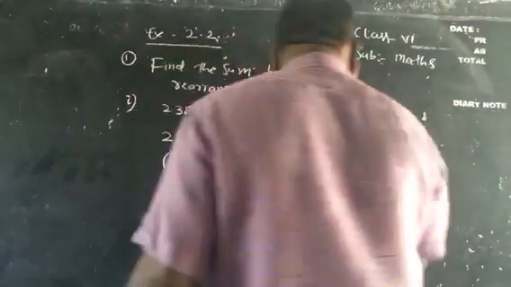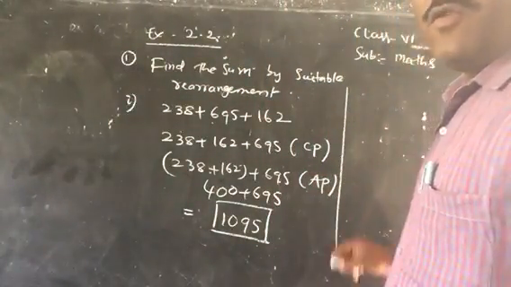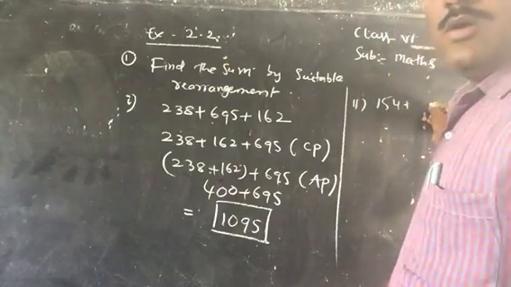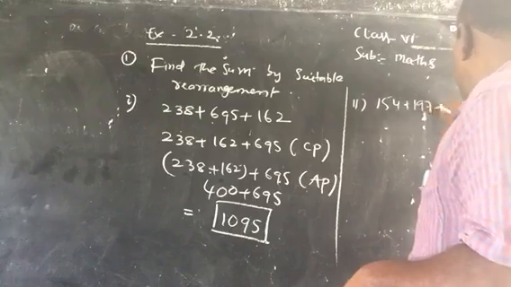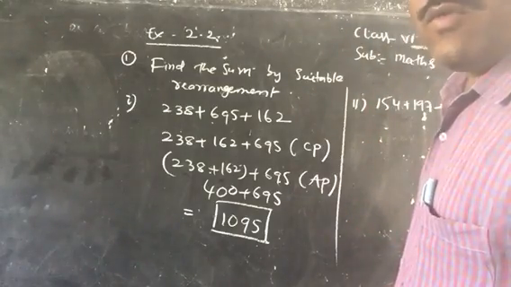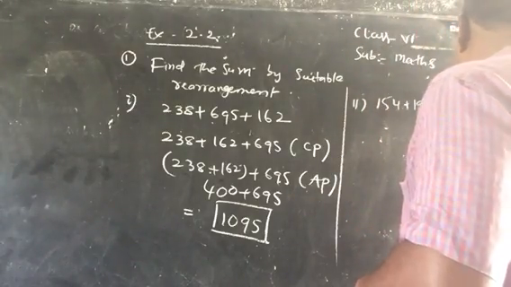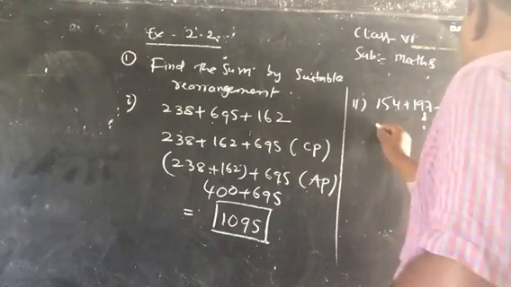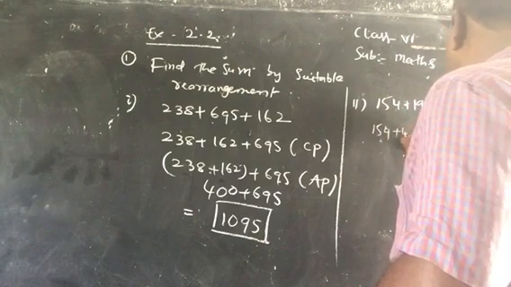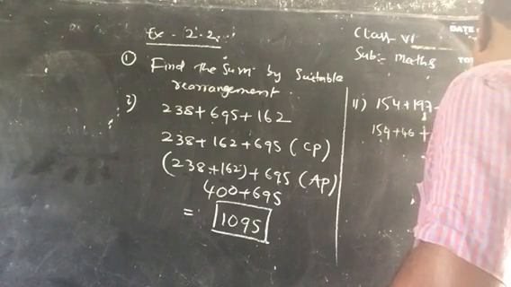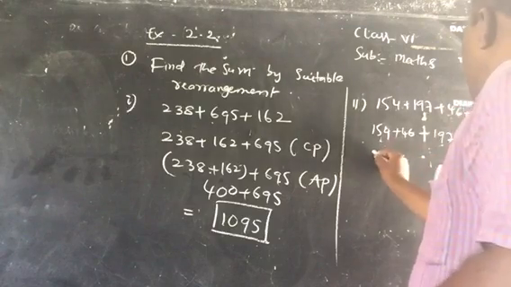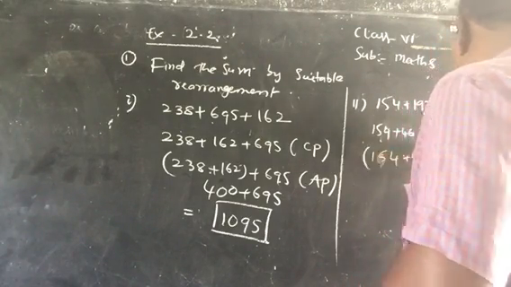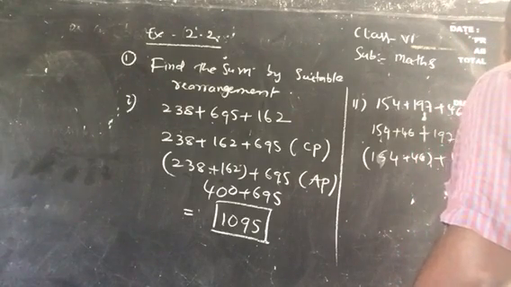Second problem: 154 plus 197 plus 46 plus 203, children. Let's see: 154 plus 46 plus 197 plus 203, children.